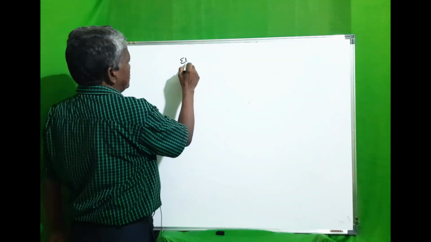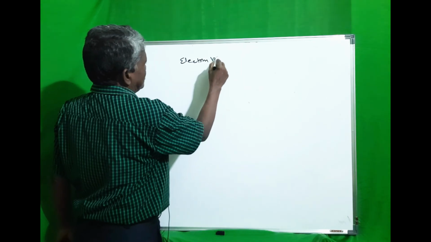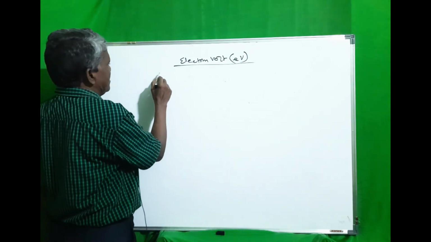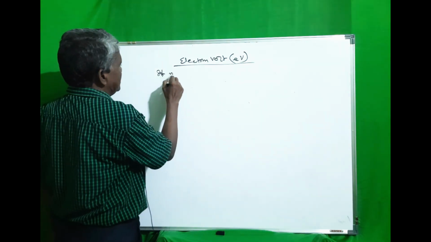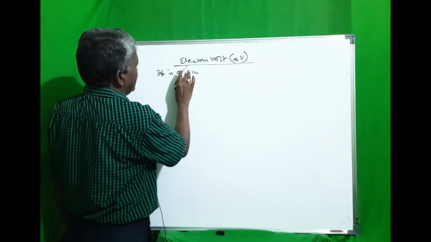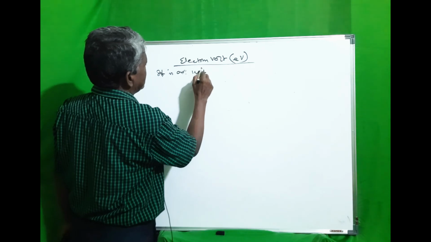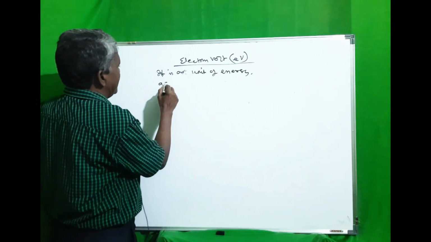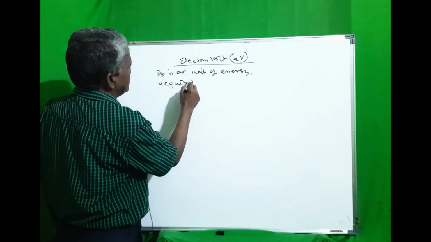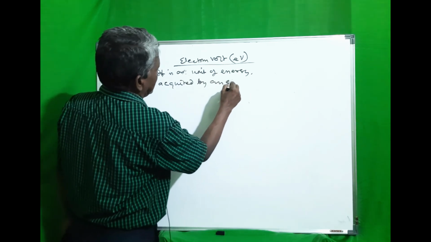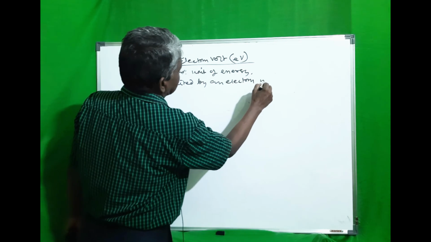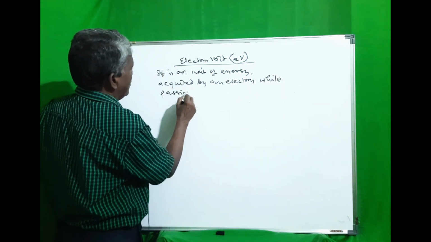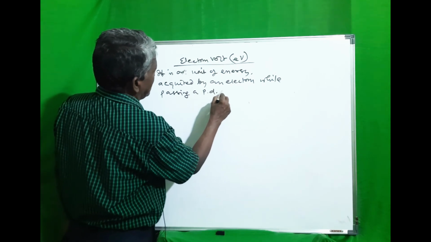Electron volt. It is a unit of energy acquired by an electron while passing through a potential difference of 1 volt.